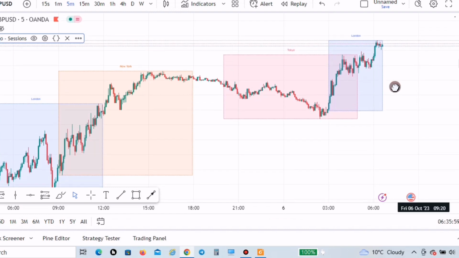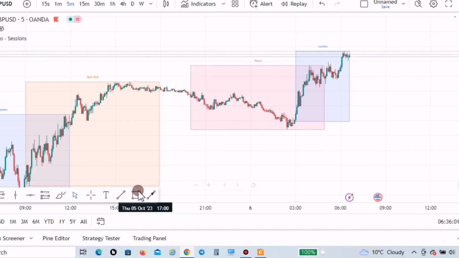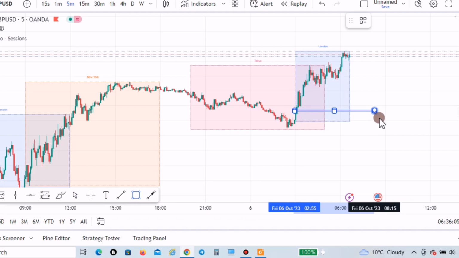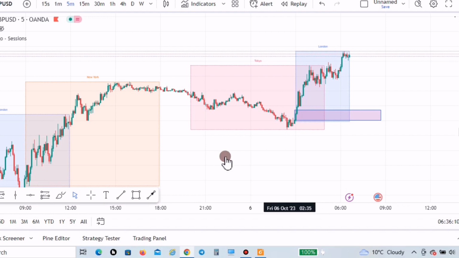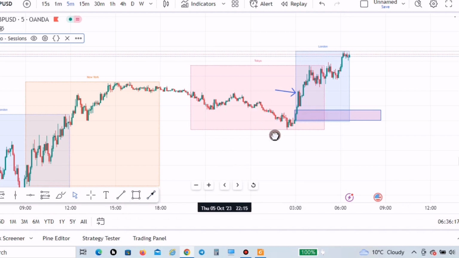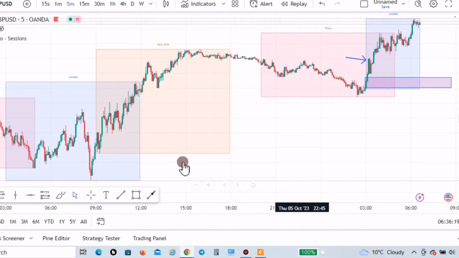And for the entry rules, like I always say, it's very easy. You just mark the first candle of that particular session. Okay, mark the first candle like that. If price closes above, okay, you take a buy trade. That's all that you have to do.